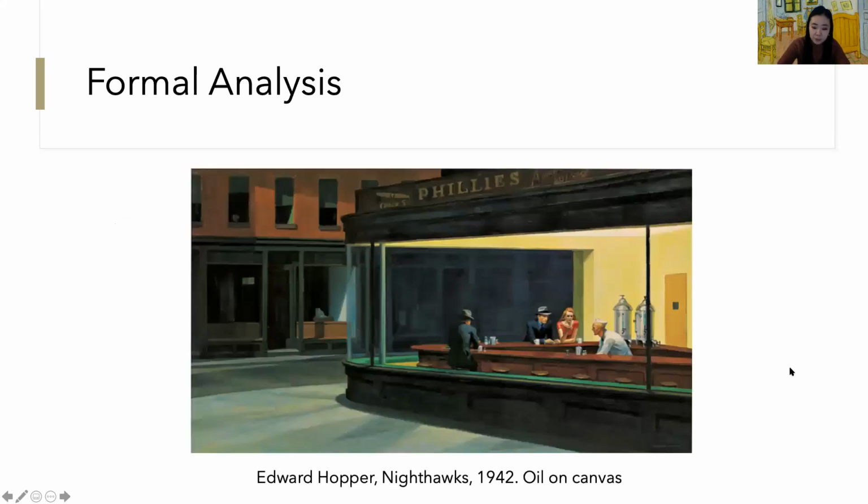So let me show you an example for the formal analysis. This is Edward Hopper's painting Nighthawks. It conveys a sense of absence and loneliness. When making a formal analysis of a two-dimensional work, such as this painting, useful aspects you can consider are the locations of objects and the colors used and the relationships between the parts of the composition.